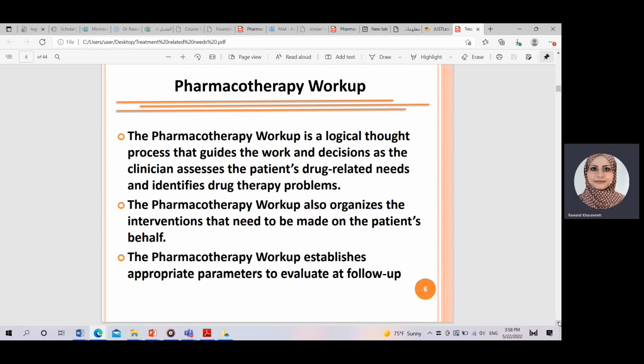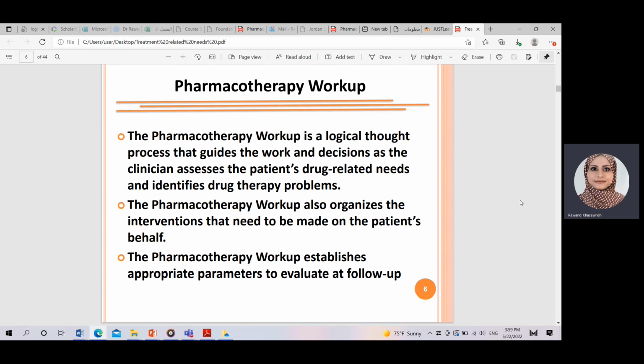The pharmacotherapy workup is the logical thought process that guides the work and decisions as the clinician assesses the patient's drug-related needs. So the third step, which is the identification of drug therapy problems, or DTPs, can be accomplished through the pharmacotherapy workup, which is the logical process that guides the work and decisions to assess the patient's drug-related needs. Also, the pharmacotherapy workup organizes the interventions that need to be made on the patient's behalf.